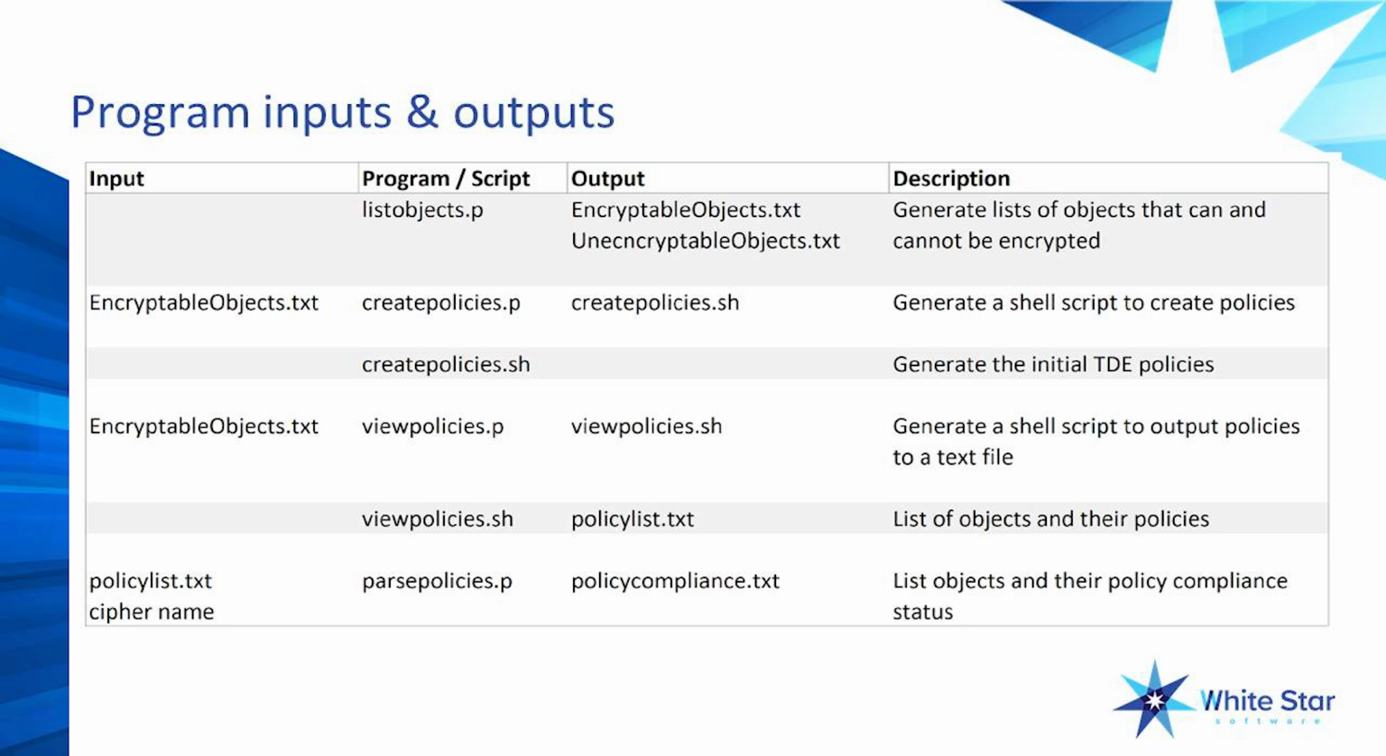You'll run that to get a list of objects and all of your objects and their policies, if any. And then in the last program, parse policies, that'll take as input the policy list and a cipher that you specify, and then compare your target cipher with the ciphers on each of those objects and tell you a little bit about their compliance status.